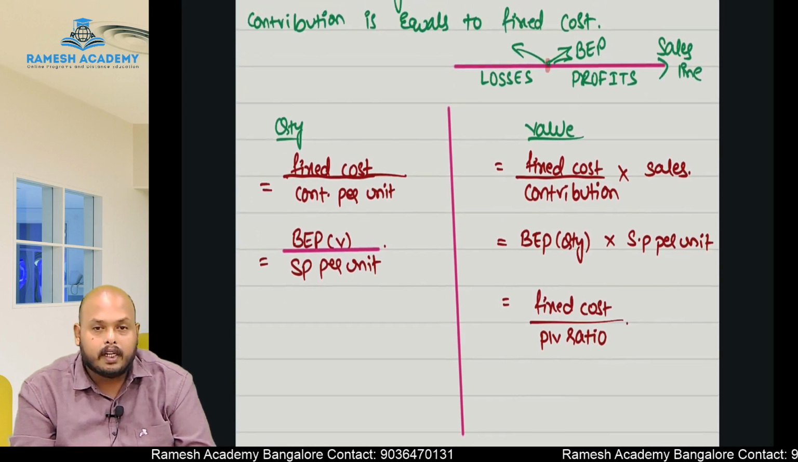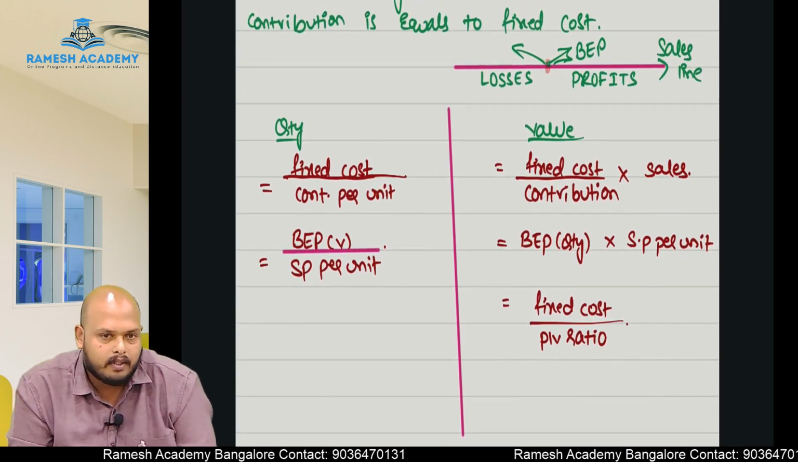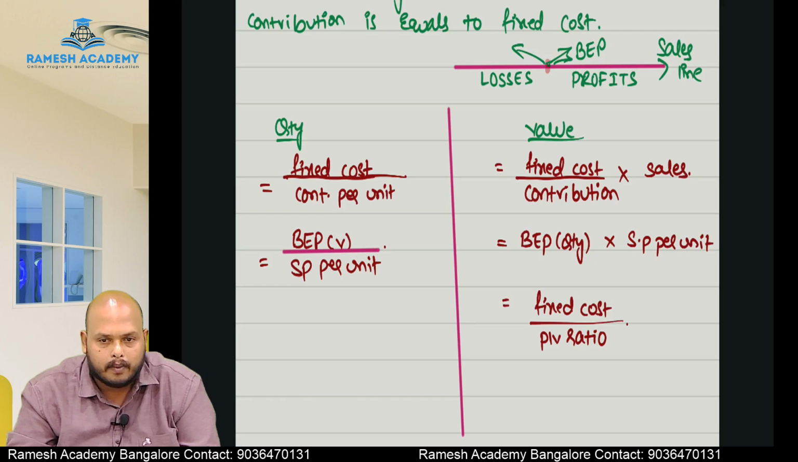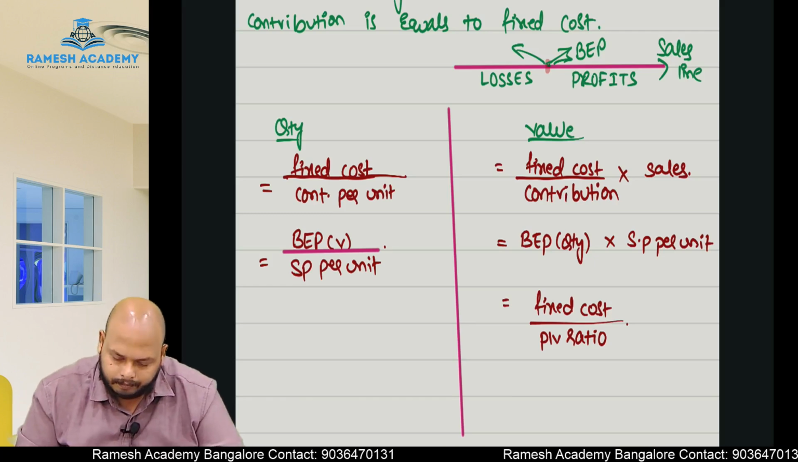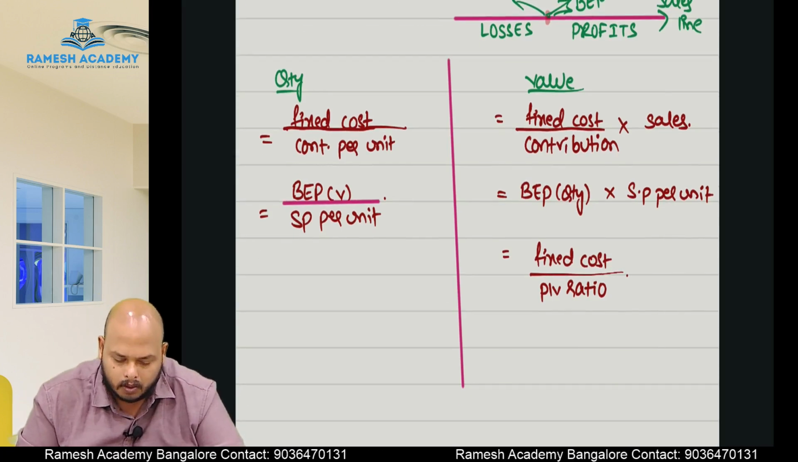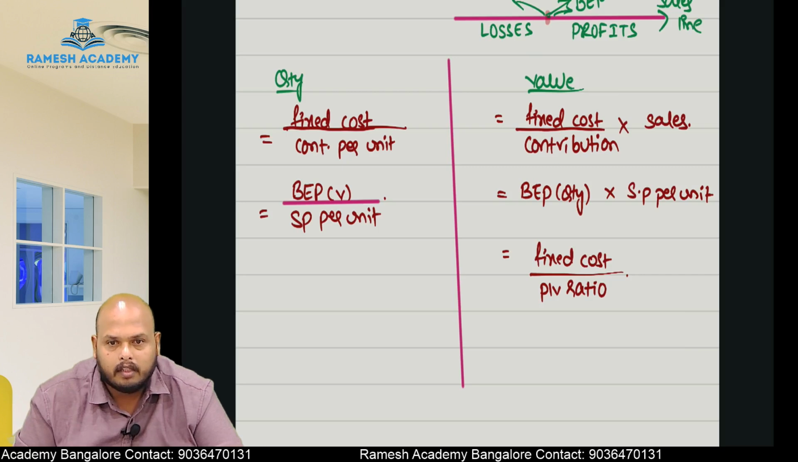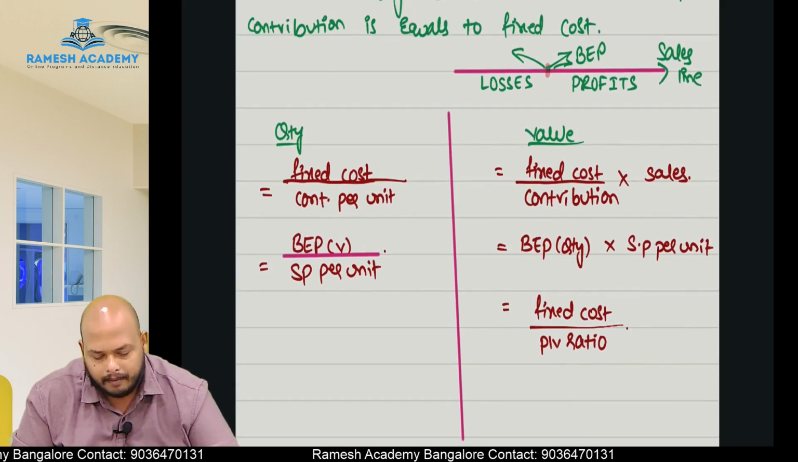One is quantity based formulas, one is value based formulas. The base formula will be this only, fixed cost divided by contribution per unit. So these are the formulas which we will use on the basis of quantity and on the basis of value. These are the formulas we have for break even point.